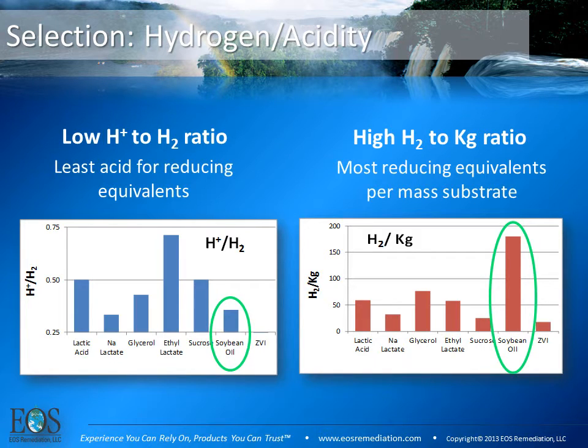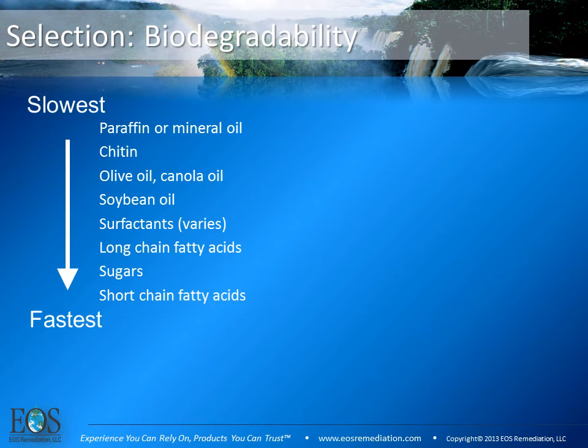So, picking your substrate is vital. You need to understand exactly what you're getting per pound of that substrate. When you think about biodegradability, that's really the key. That's really what is going to control that release of acidity. So something that takes a very long time for the microbes to break down is going to have a lesser effect on shocking the system with a pH burst.